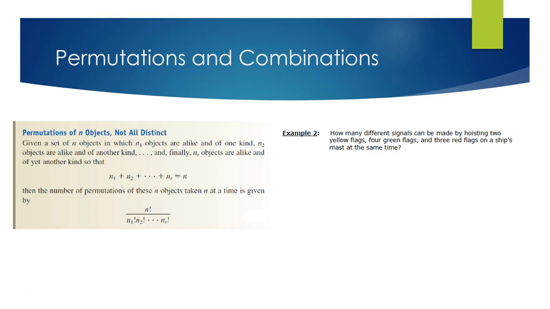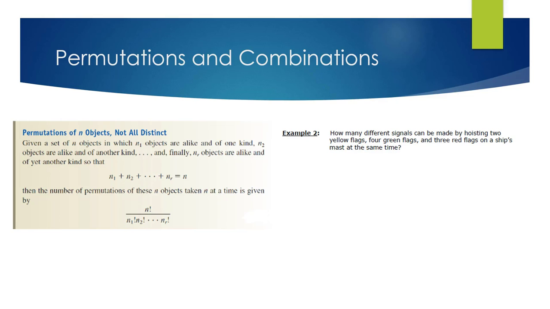If I have a situation where some of the digits would have been the same, I would have to use a different formula. Basically here, if they're not all distinct, then I would use this formula, where the number of permutations would be n factorial over n1 factorial, n2 factorial. So it depends on how many groups I have that repeat.